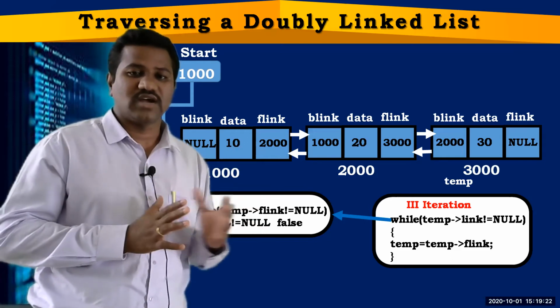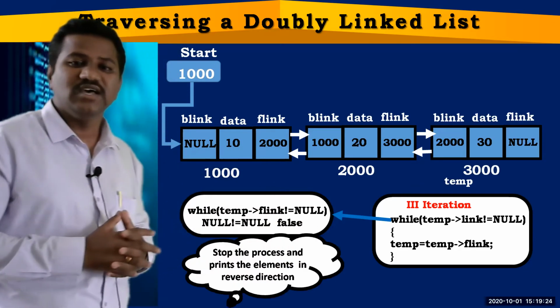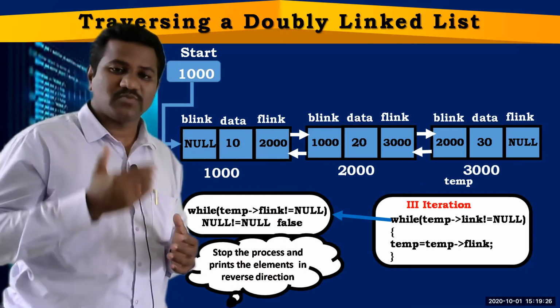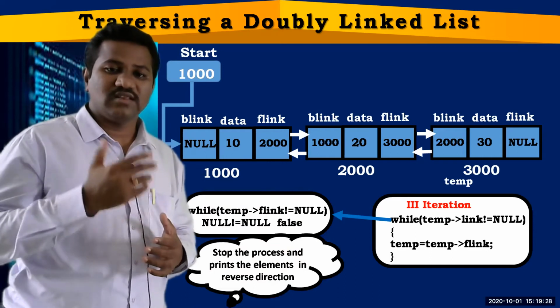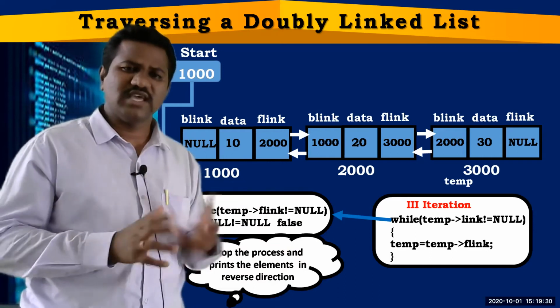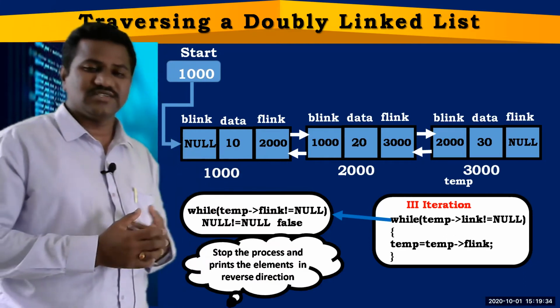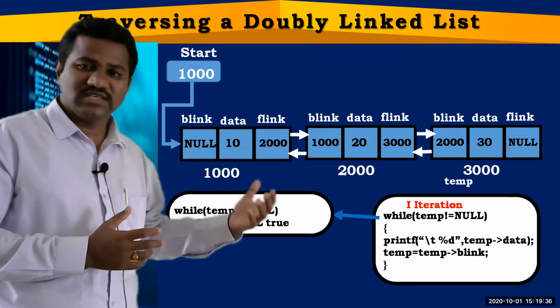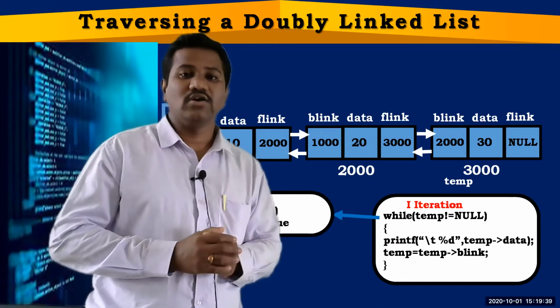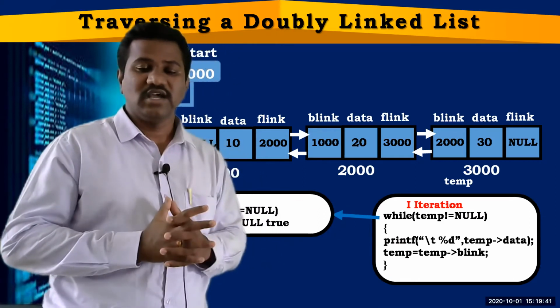Now what do we need to do? The condition is false, which means it does not enter into the loop, and now we need to stop the process and print the elements in reverse direction. I am using the same logic with a little bit of modification, which we'll be looking at. Just see here. Now we'll be going with this logic in order to print the elements.